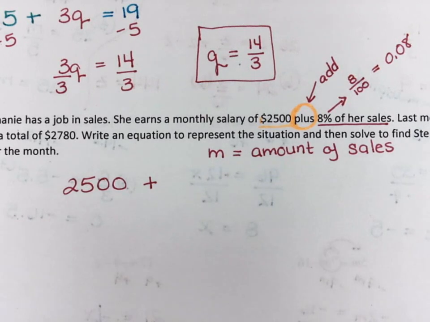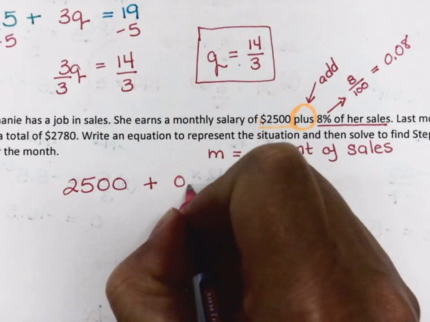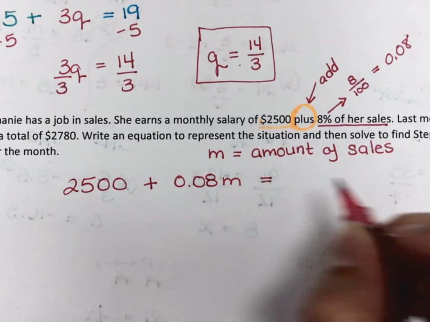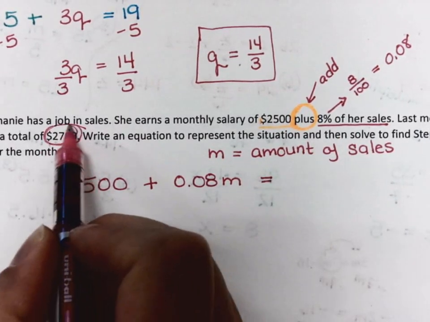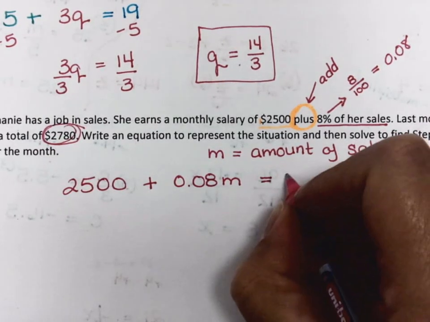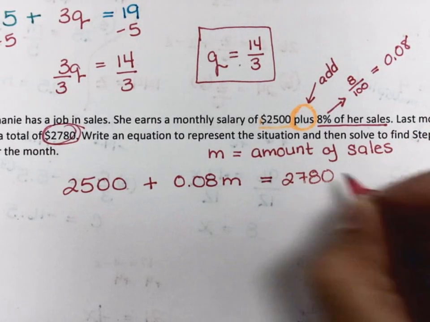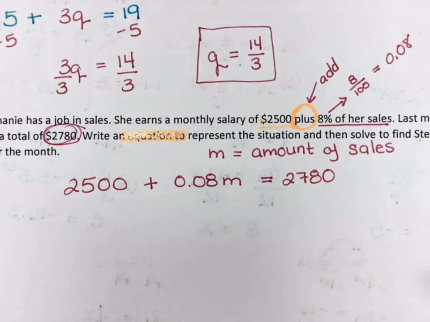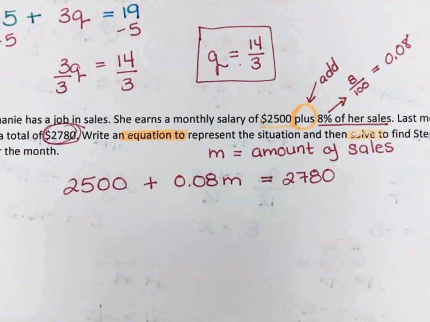So 8%, and what did I say last time? I said anytime we're dealing with percent, it's a multiply. So we're going to take 0.08 and we're multiplying it by M because that's the amount of her sales. And she earned $2,780 last month. All right, here we go. So I created the equation. Done. And now I have to solve for finding out how much Stephanie made in sales that month.